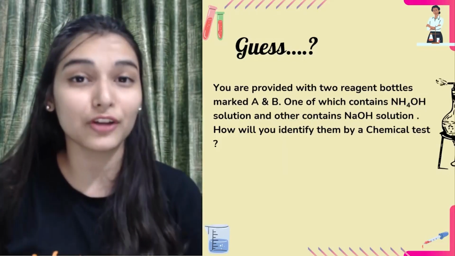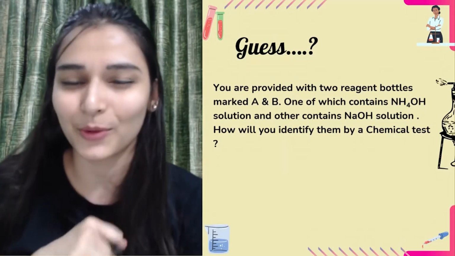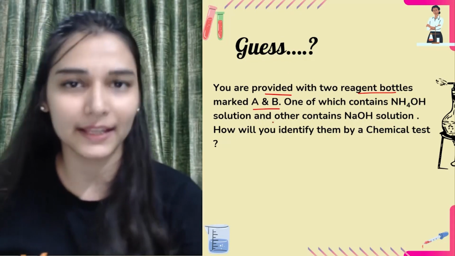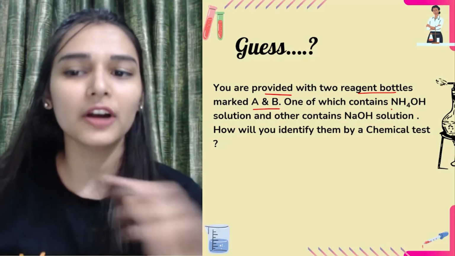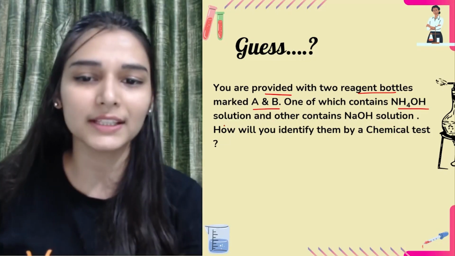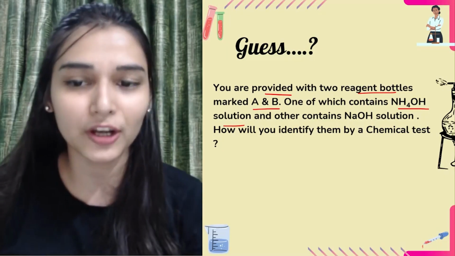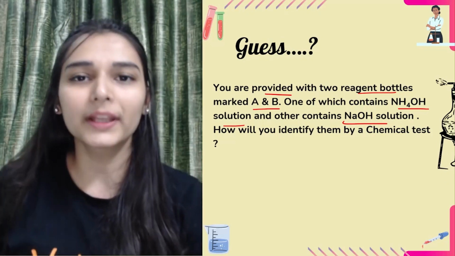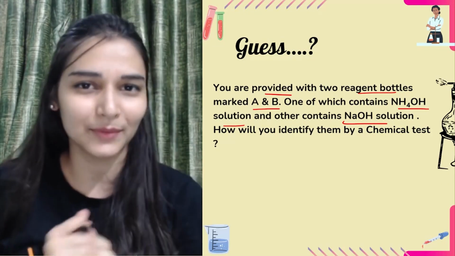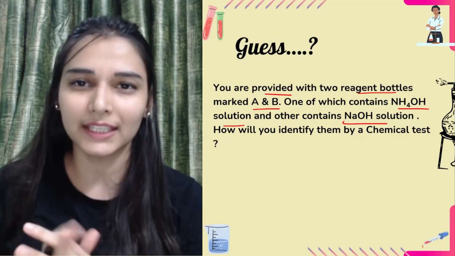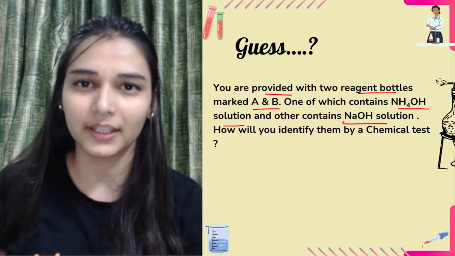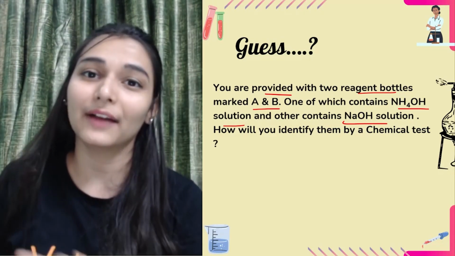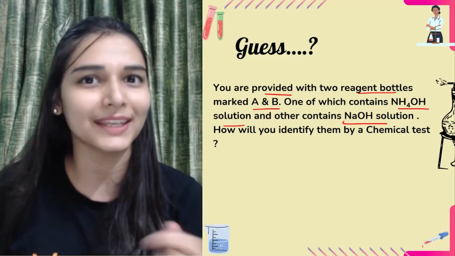By the end of the video, you would be able to answer this question. Let's read it. You are provided with 2 reagent bottles marked as A and B. One bottle contains ammonium hydroxide and the other contains sodium hydroxide solution. How will you identify them by a chemical test? Ma'am is going to teach you the entire analytical chemistry in less than 1 hour, and by the end of the video, in the comment section, you have to let ma'am know the answer to this question.